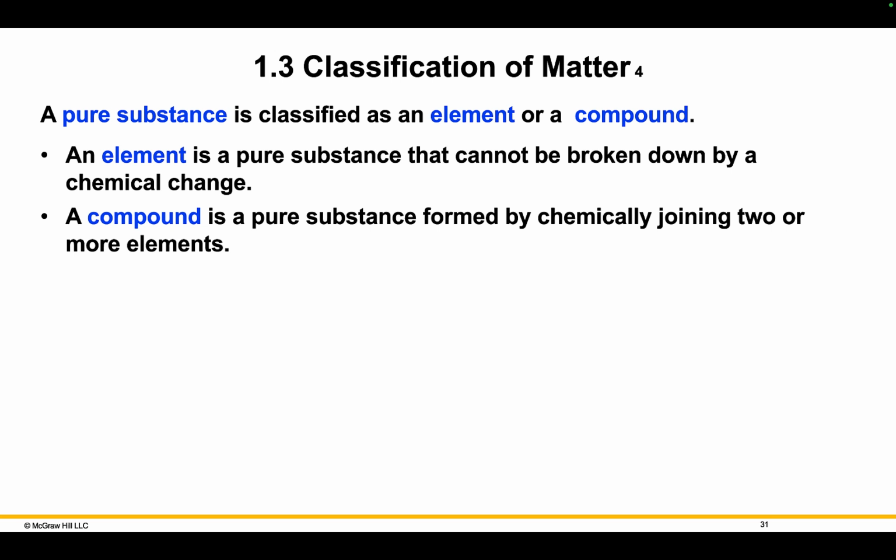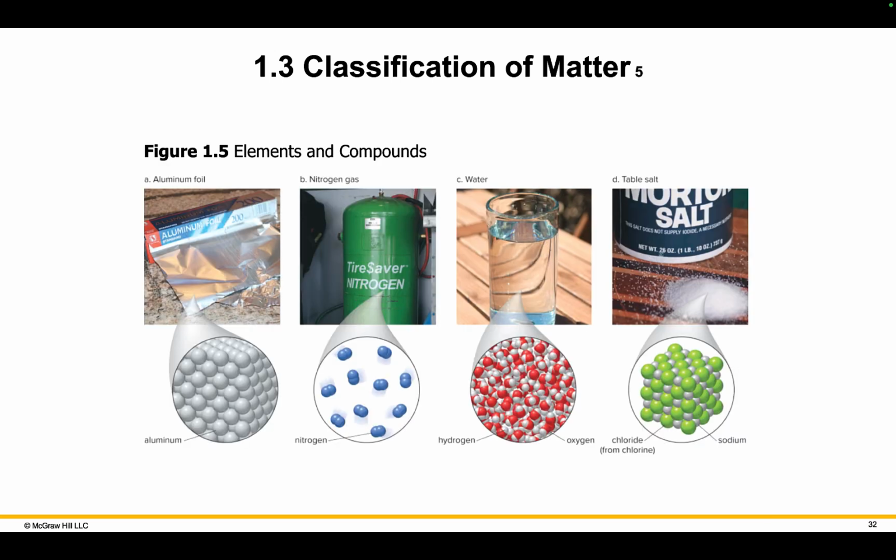So we already talked a bit about elements and compounds. Again, elements can't be broken down, and a compound is a pure substance formed by chemically joining two or more elements. So again, we talked about hydrogen and oxygen combining to form water. Various different elements and compounds.